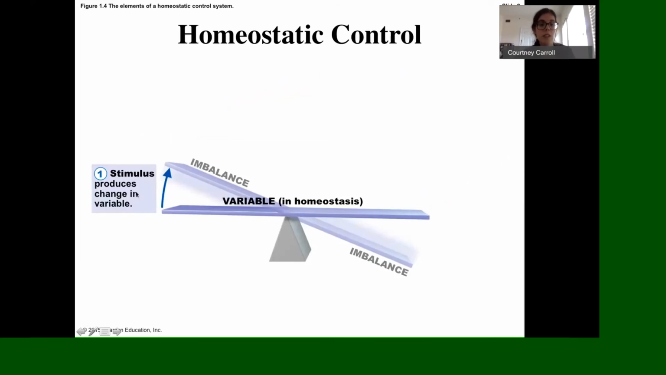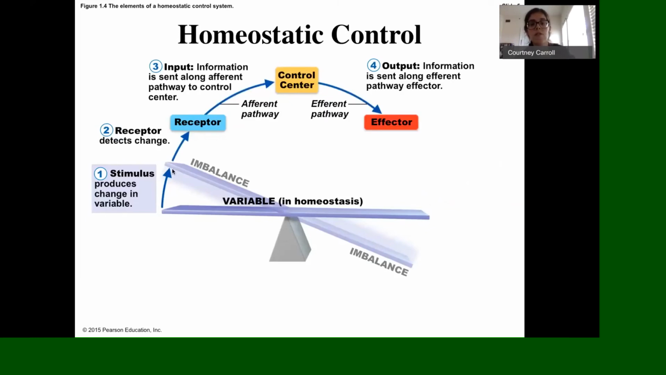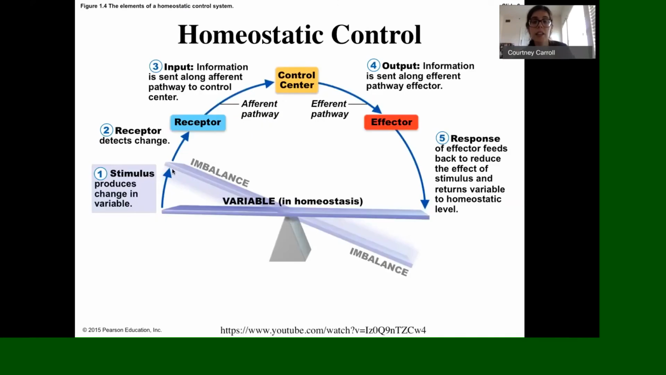Okay, so again, we have a stimulus, which goes to a receptor, which sends that information to the control center, which tells the effector to have a response. And again, this is an example of negative feedback because it turns the system off. For positive feedback, it keeps going. And positive feedback is therefore rare in biology.